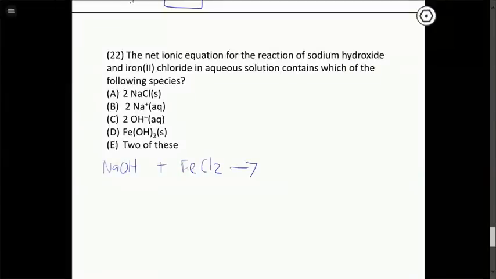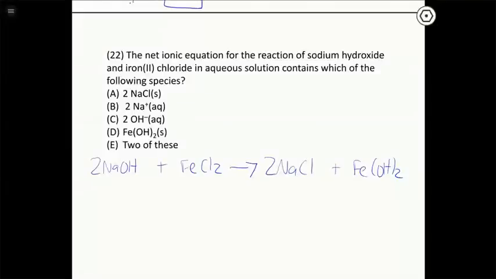And then for the two products of this, we're going to just swap the cations and the anions. Sodium pairs with chlorine to make sodium chloride, and then iron pairs with hydroxide to make Fe(OH)2. We can put coefficients in quickly, so we have 2 chlorines, so we need 2 NaCl's, and then we also need to have 2 NaOH's to balance. So that's going to be the coefficients. They're usually pretty simple for these types of equations.